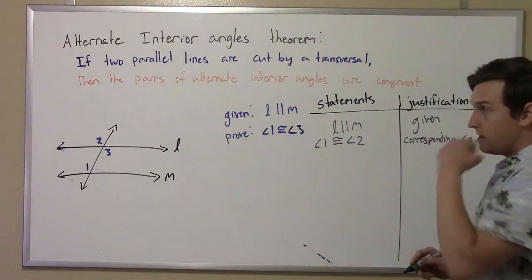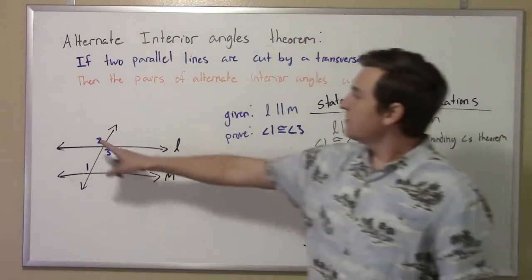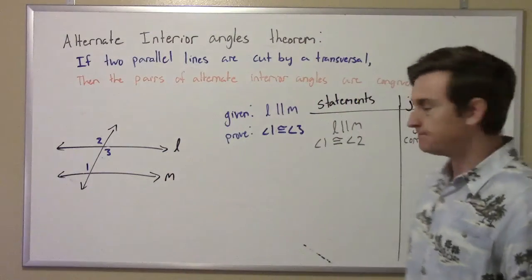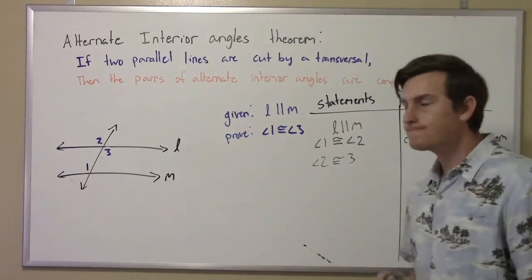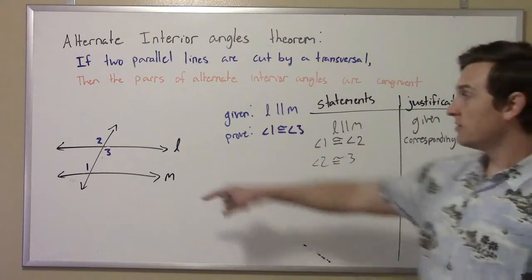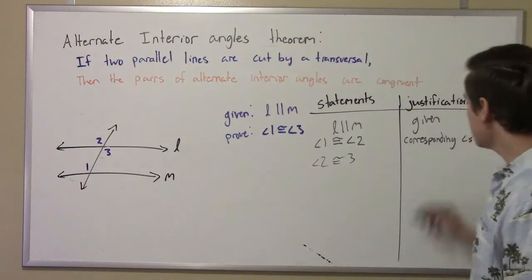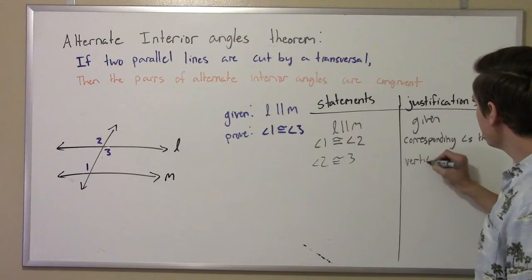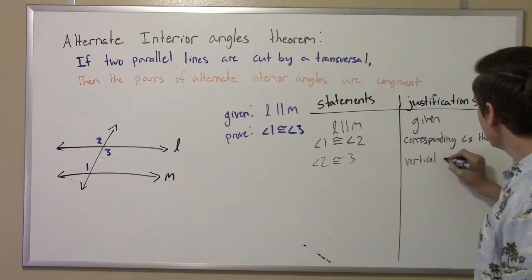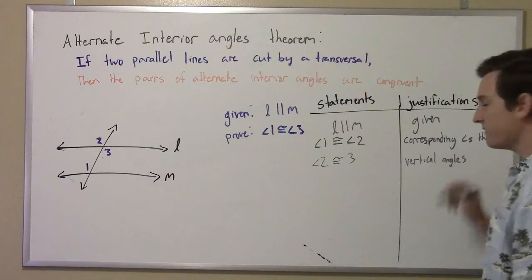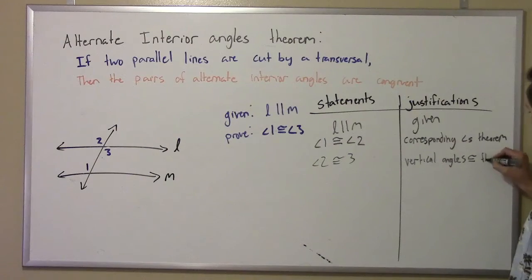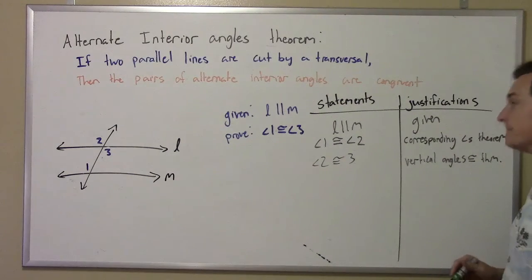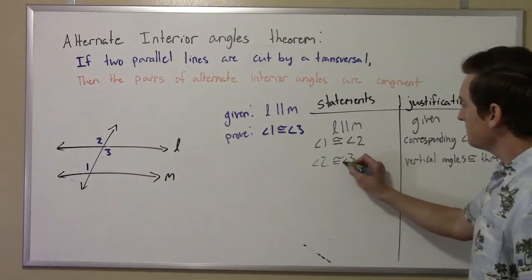Okay? What else do we know? Well, we know angle 2 is congruent to angle 3. How do we know that? Well, they're vertical angles, right? We proved the vertical angles theorem before. So, vertical angles. We call it the vertical angles congruence theorem. So I'll use the congruent symbol, just kind of abbreviate there. Okay.